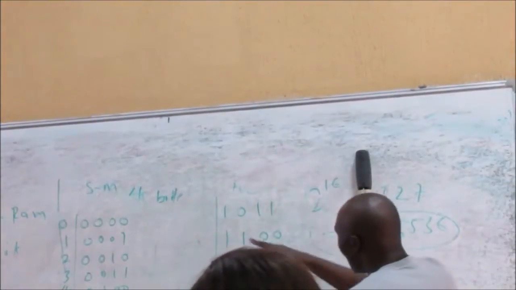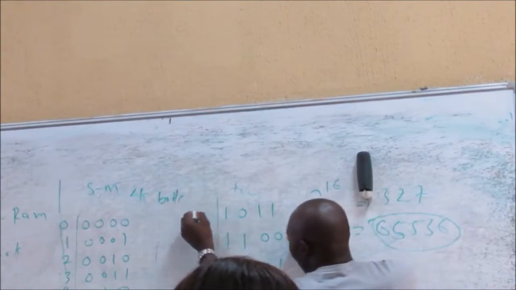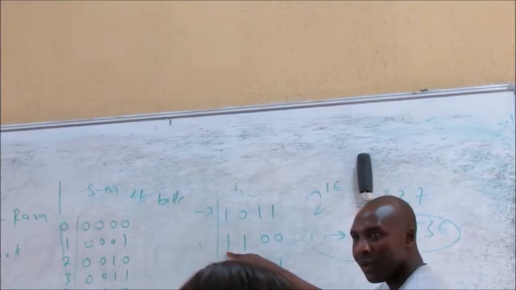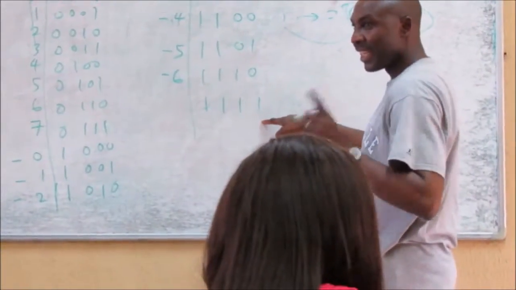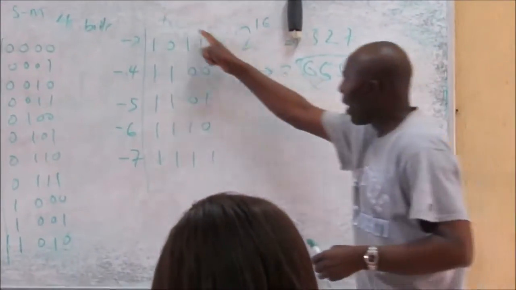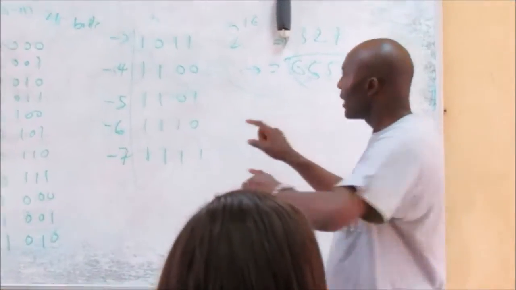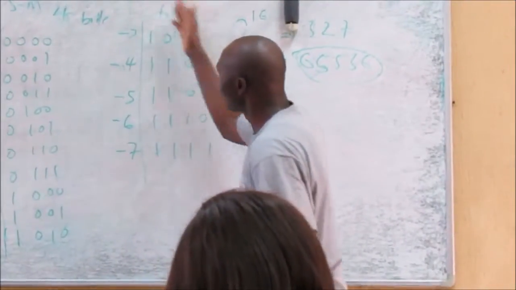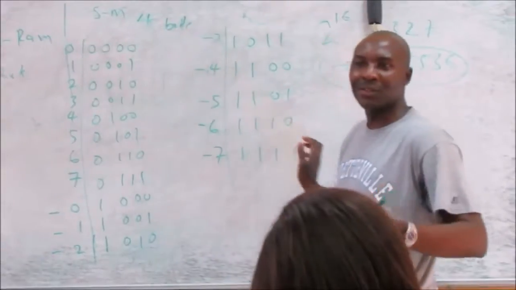Now, what is this value? Negative 3. Good. And what's this value? Negative 4. And what's the value? Negative 5. This is what? Negative 6. This is what? Negative 7. Good. Now, how many values are here from 4 bits? 16. So this is what we are looking for. These are the 16 possible values you can get with 4 bits, in other words, sign magnitude.